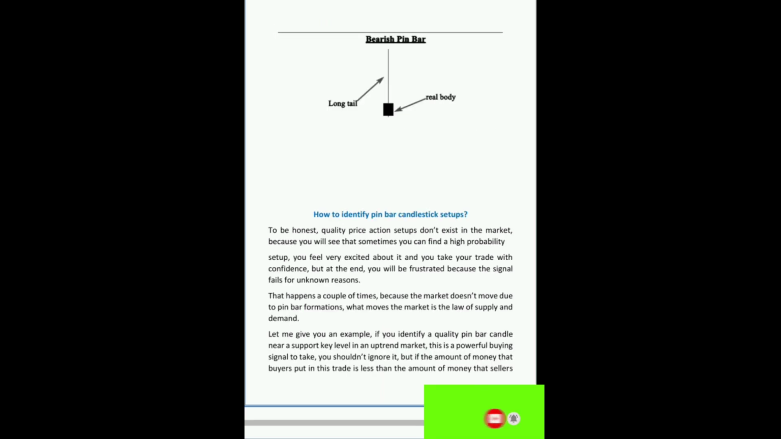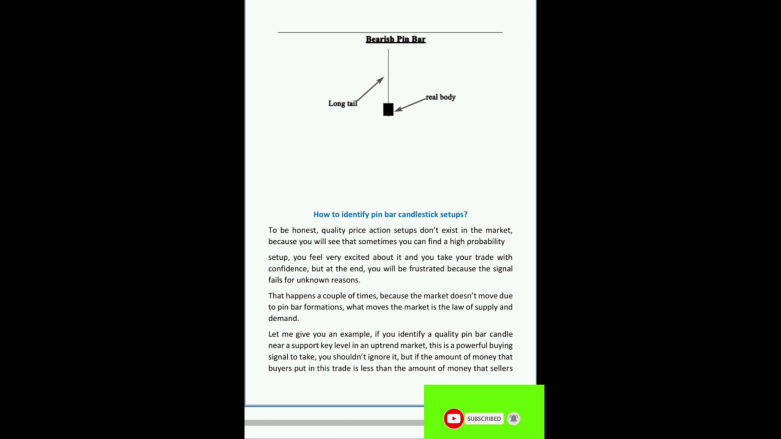How to identify pin bar candlestick setups. To be honest, perfect price action setups don't exist in the market, because sometimes you can find a high probability setup, you feel very excited about it and you take your trade with confidence, but in the end, you will be frustrated because the signal fails for unknown reasons. That happens a couple of times, because the market doesn't move due to pin bar formations. What moves the market is the law of supply and demand.